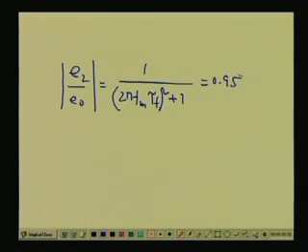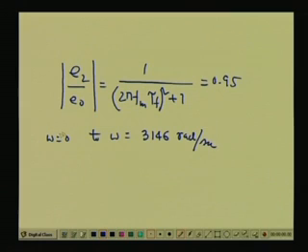If this is the case, I can say that the amplitude ratio from omega equal to 0 to omega equal to 3146 radians per second is nearly flat. That is, from 1 it will fall to 0.95. So, it is reasonably good.